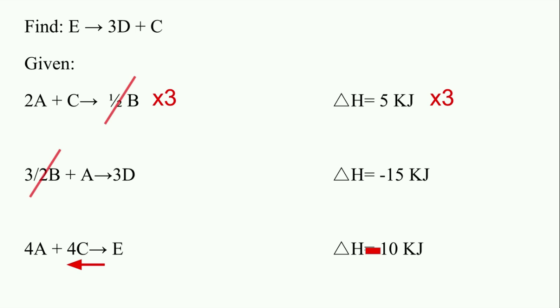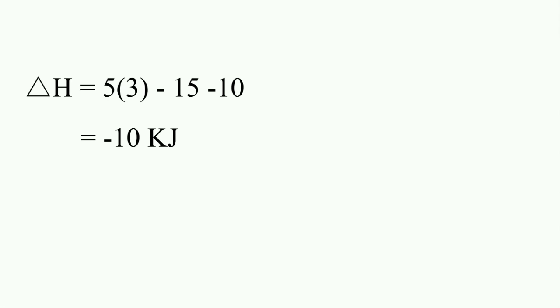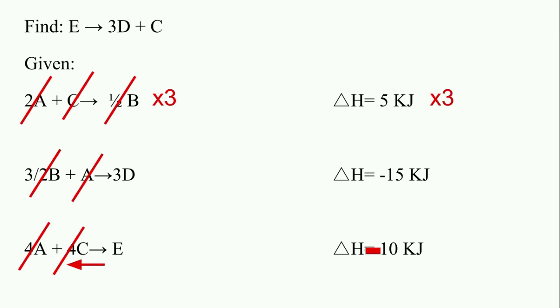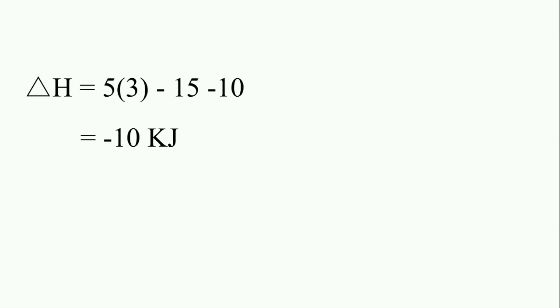Here we have our B's canceling out completely since they are on opposite sides of the equations and they are equal to each other. After that, we're able to cancel out our C's as well, leaving only one C on the right-hand side, which is what we need. Now it's pretty obvious that we have found E yields 3D plus C. Now we need to calculate our delta H. We're going to take our 5, multiply that by 3, subtract 15 from that, and then subtract 10 from that. So that's 15 minus 10, and that's going to give you negative 10 kilojoules.